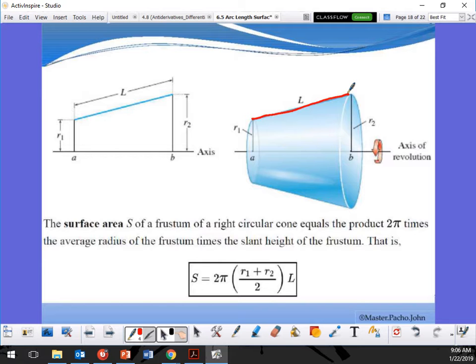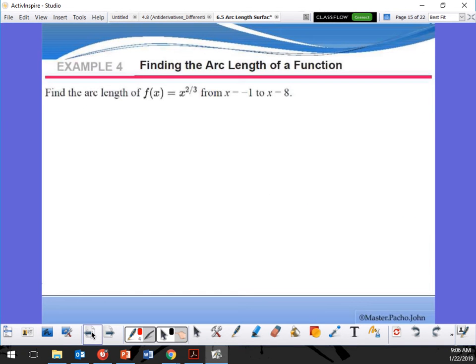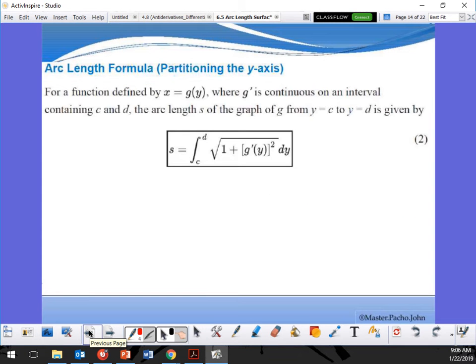And so it's going to be radius 1 plus radius 2. It's basically like a trapezoid, but we rotate the trapezoid. So over 2 times 2 pi. All this comes together pretty well. But then going back, the surface area goes along with this, depending on the direction. This is the dy, so that means this one's wrapping around the y-axis.